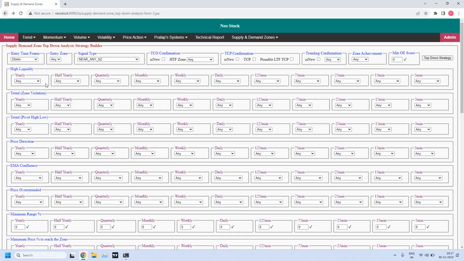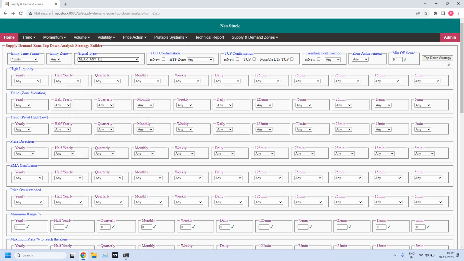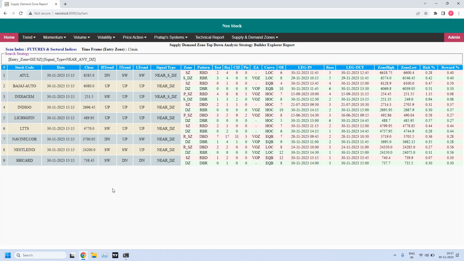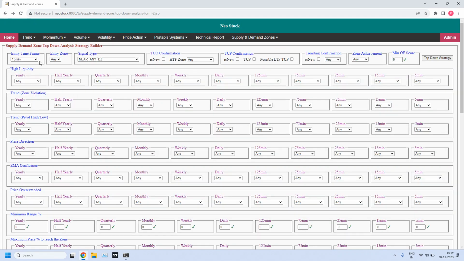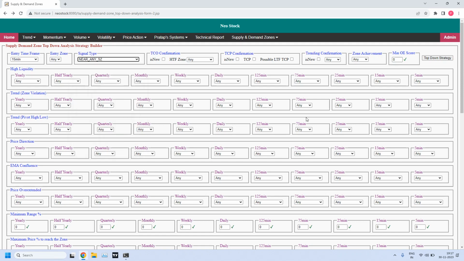So let's go back. Entry time frame is 15 minutes. Let us find the stocks near to the 15 minutes demand zone. So this is the filtered list for the 15 minutes demand zone. Always remember, you can find your time frame here. So let's go back. Entry time frame is 15. Let us find the stocks near to the 15-minute supply zone.